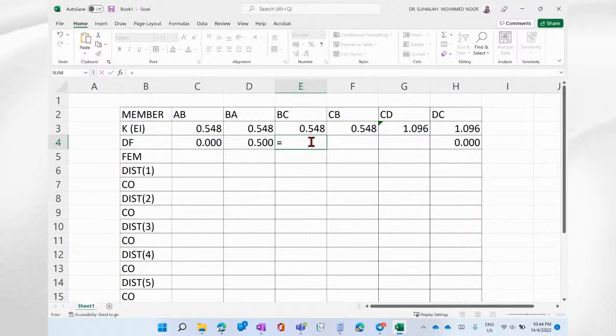And the total DF for B must equal 1. So it is 1 minus 0.5. Also can be done like this. Okay, so next is 0.548 divided by total, 0.548 plus 1.096. It is 0.333, so the remaining will be 1 minus 0.333, which is equal to 0.667.